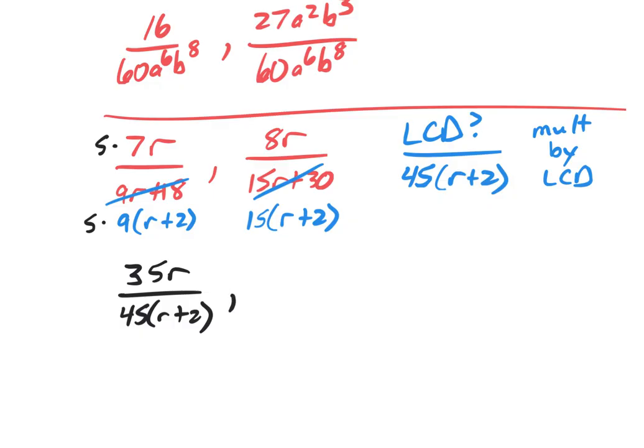For the second one, right now I'm at 15 times r plus 2. I need 45 times r plus 2. So what am I going to have to multiply 15 by to get 45? 3. So this is 24r over 45 times r plus 2.